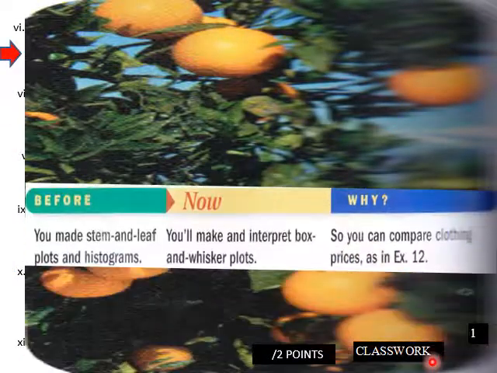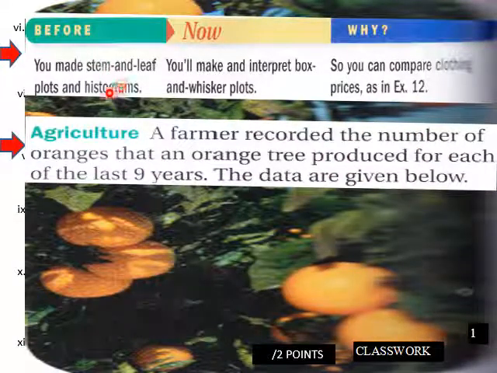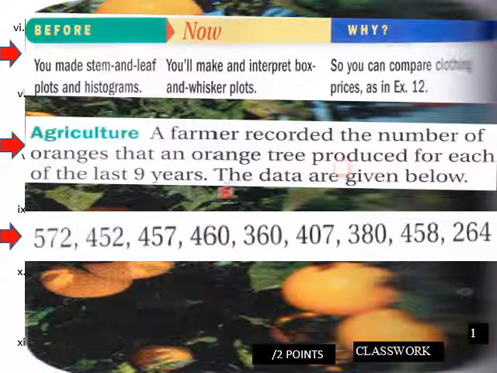Into our lesson today, classwork sheet page 1. You've made stem and leaves. You'll make and interpret box and whiskers. And we have a word problem here about an orange farmer. These are the amount of oranges produced over the last 9 years that an orange tree has produced.